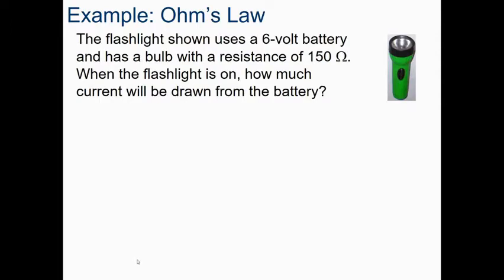So let's do an easy example to start off. This is just one where basically plug and chug, but it'll give us the basics of a circuit. So let's start by reading the question and drawing a picture. So the flashlight shown uses a 6-volt battery and has a bulb with a resistance of 150 ohms. When the flashlight is on, how much current will be drawn by the battery?